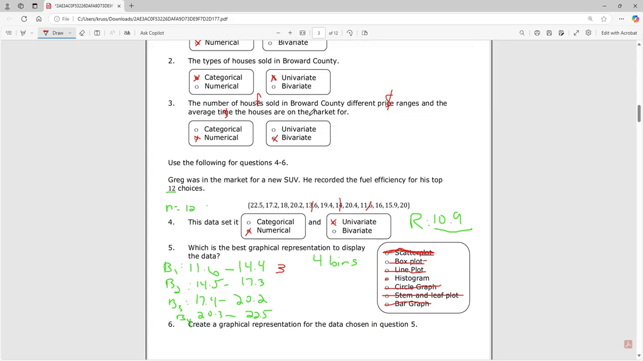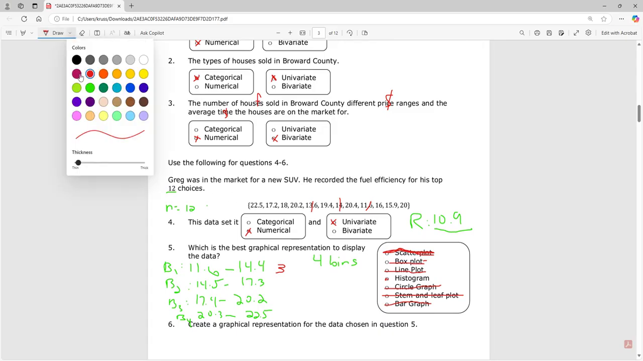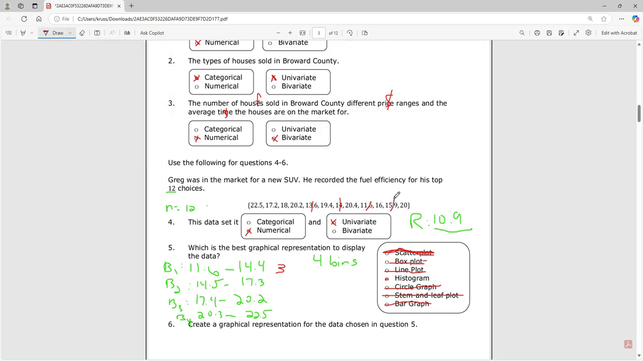Okay. Now, how about my other bin? Let's choose a different color. How about 14.5 all the way up to 17.3? All right, so do I have anything in the 15s? Yep. I have a 16 there. It's 2. 17.2. That's just the threshold of it. So it looks like I have 3 there.